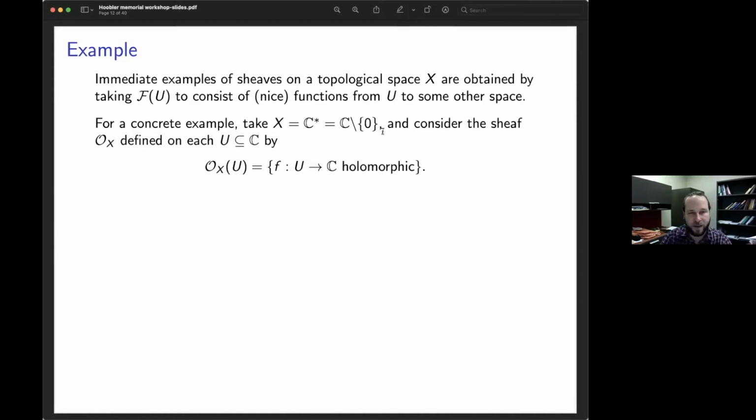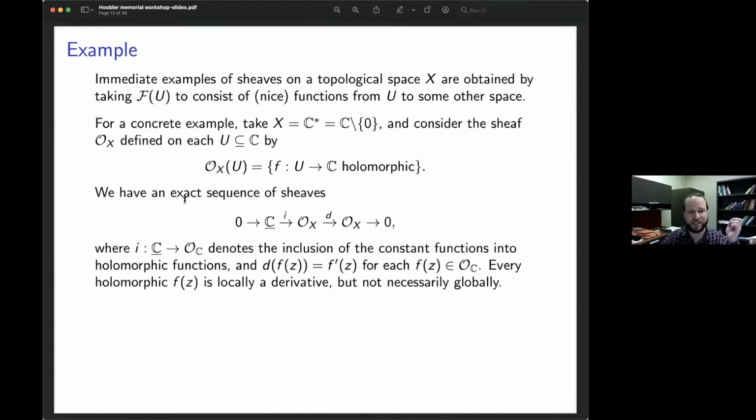A super concrete example of this is to take my space to be the punctured complex plane, and then my sheaf is going to assign to every open subset of the punctured plane the set of holomorphic functions from that open subset into C. Just a set of holomorphic functions on it. That's a sheaf because functions have this local character.